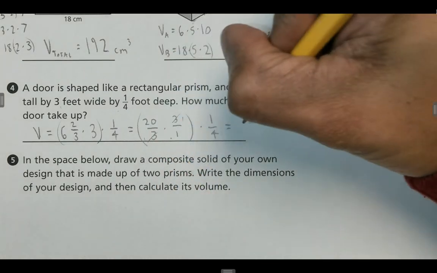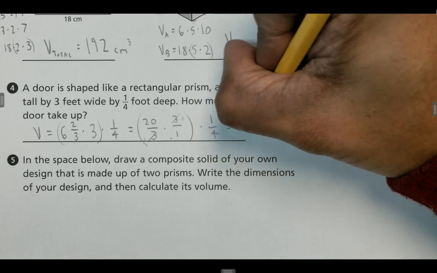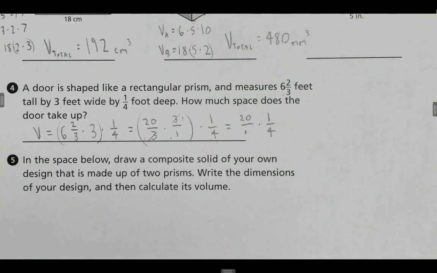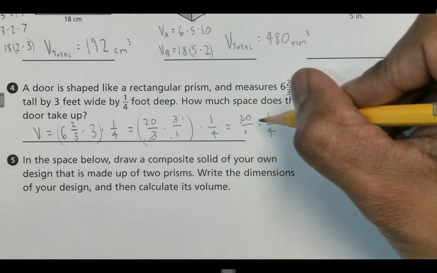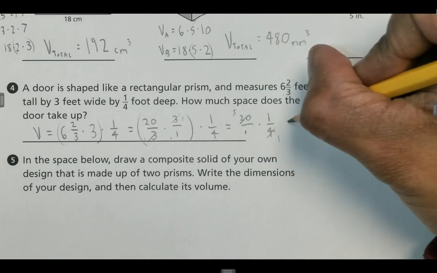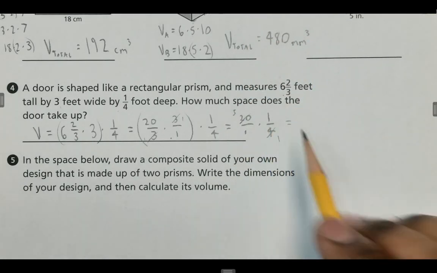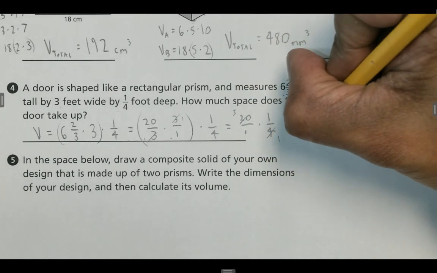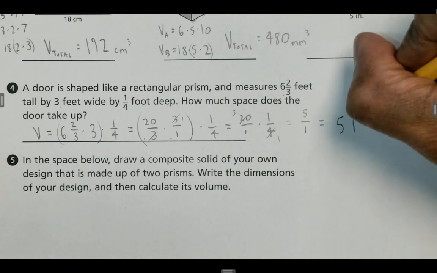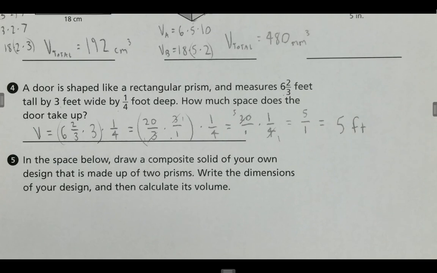20 over 1 times 1 over 4, I can use cross-canceling again. 4 goes into itself once, 4 goes into 20 5 times. 5 times 1 is 5. 1 times 1 is 1. I get 5 cubic feet. That's my final.